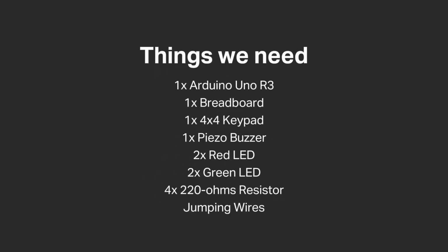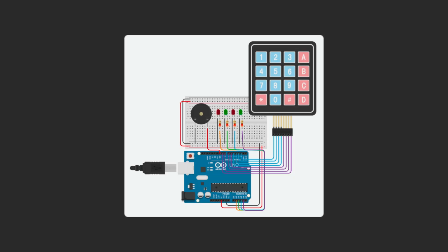The things we need are one Arduino Uno R3, one breadboard, one 4x4 keypad, one piezo buzzer, two red LED, two green LED, four 220 ohms resistor, and some jumping wires. We begin by putting the piezo buzzer and LEDs in red, green order.